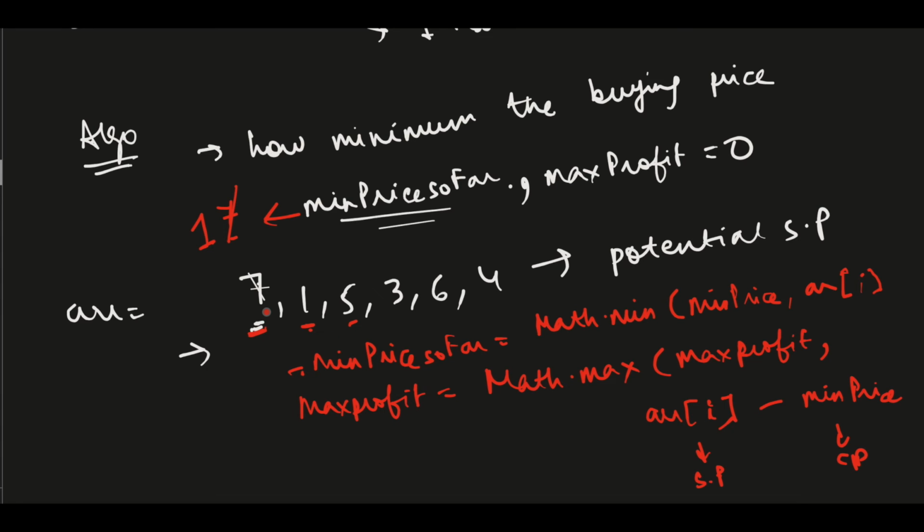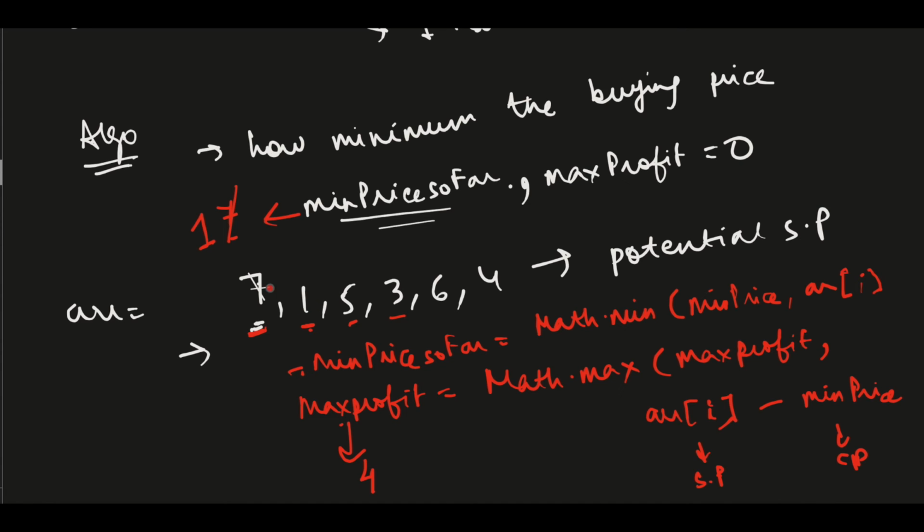So now think of this as 1 has become my fixed buying price because it has become the minimum. So I'm going to buy at price equal to 1. So now min price will not change. Max profit it is trying to calculate. So 5 minus 1. Now the max profit is becoming greater than 0. So max profit is going to become 4. Good enough. So we have got some profit. Great. Next it is going to move to 3.